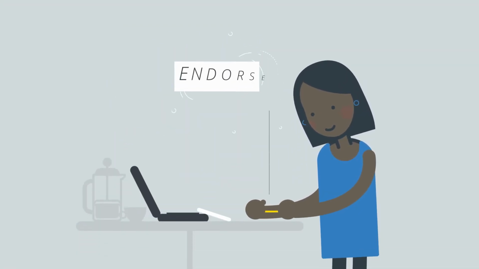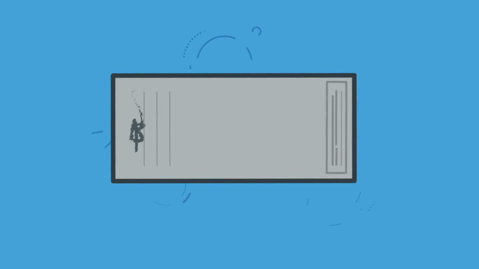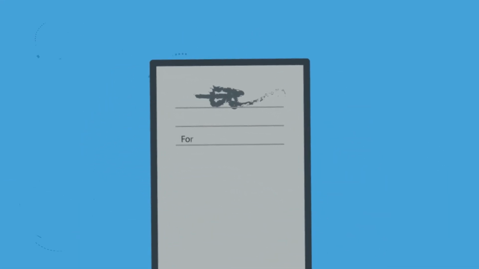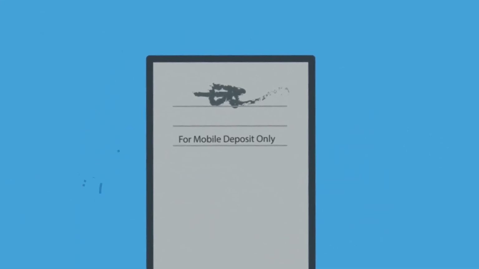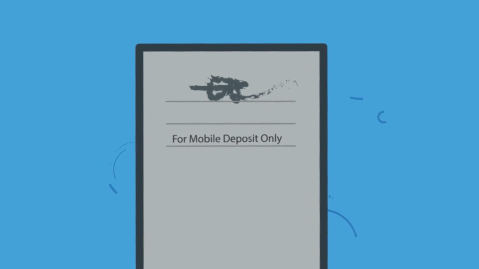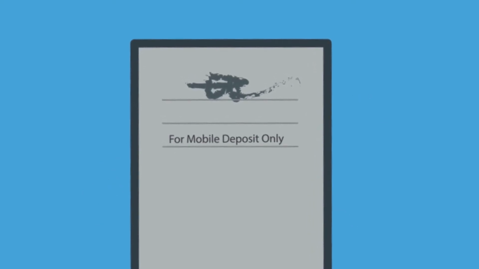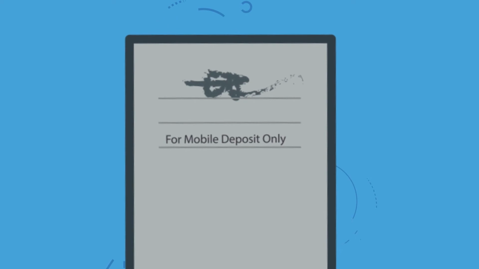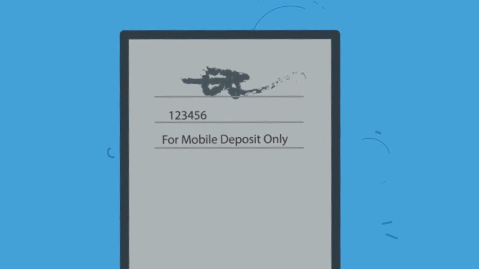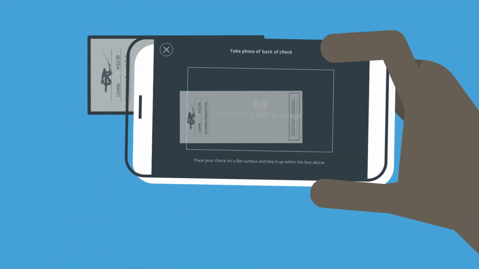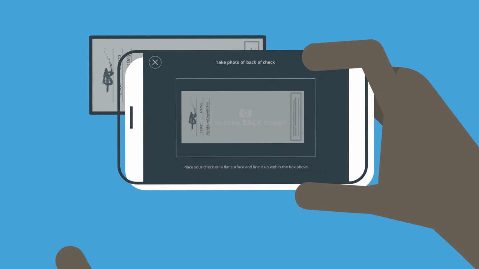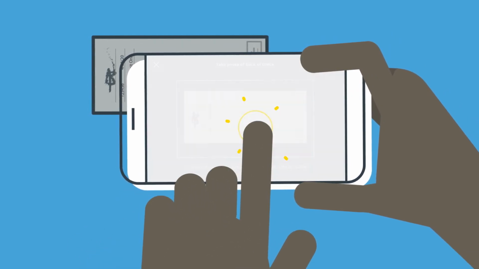Now, turn the check over to the endorsed side. Please endorse the check with "For mobile deposit only" under your signature. Checks without this endorsement may be declined. It's also a good idea to include your member number, share ID, and the date. Tap the Back of Check button and follow the same steps to take a photo of the back of the check.